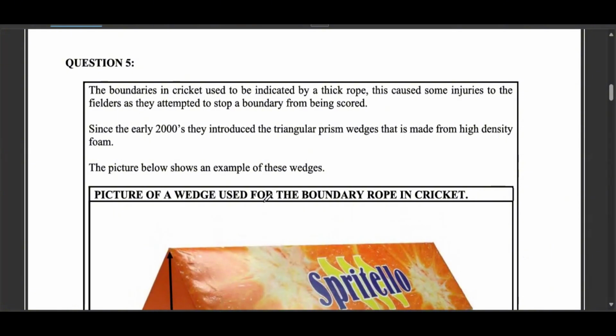This caused some injuries to the fielders as they attempt to stop the boundary from being scored. So since the early 2000s, they introduced triangular prism wedges that are made from high density foam. The picture below shows an example of the wedge.